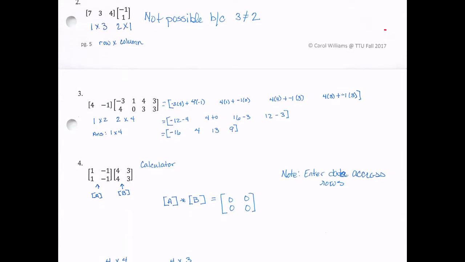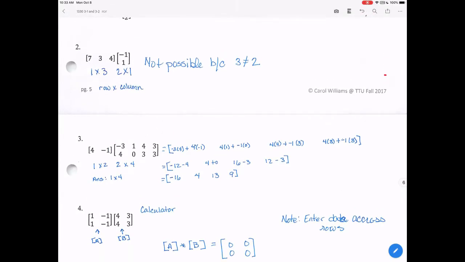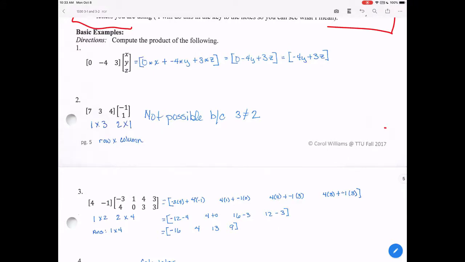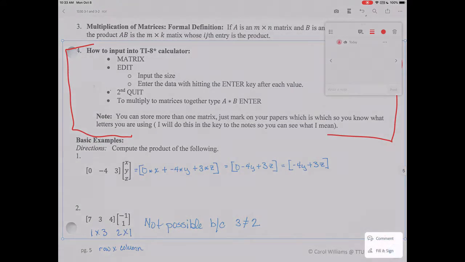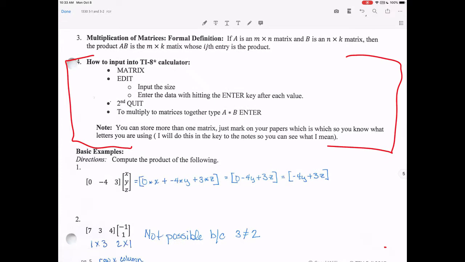One of the things you need to realize is that this number right here and this number right there have to be the same in order to multiply. If they are not, you cannot multiply. Okay?